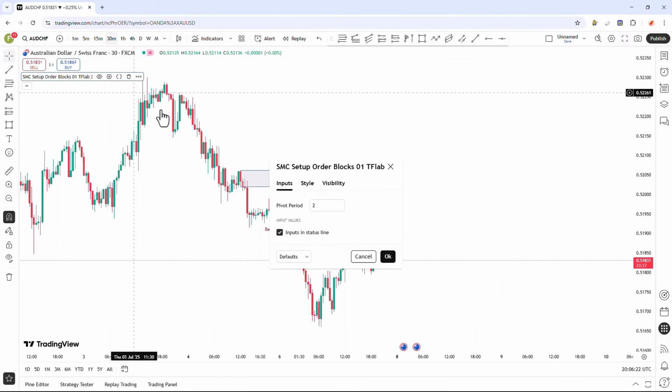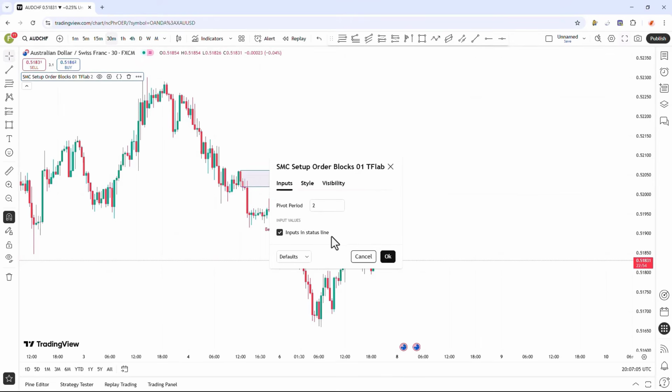In the settings section under inputs, there is only one option available where we can set the pivot period for identifying the order block, which is set to 2 by default. By increasing this value, the order blocks that are identified will be based on longer periods and will have greater reliability. And the lower we set this value, the more order blocks will be identified for us, which will be based on shorter periods, and ultimately will have less reliability.